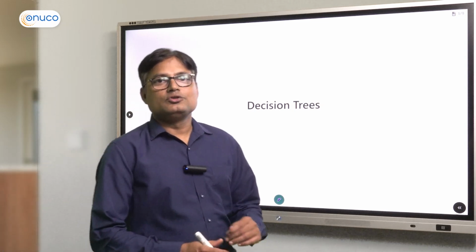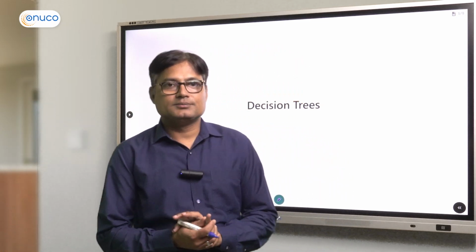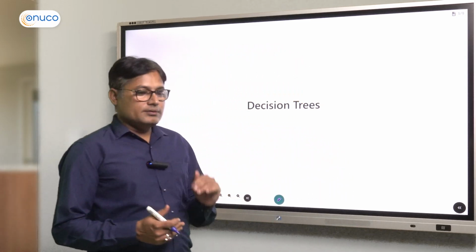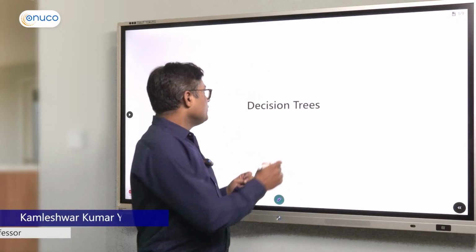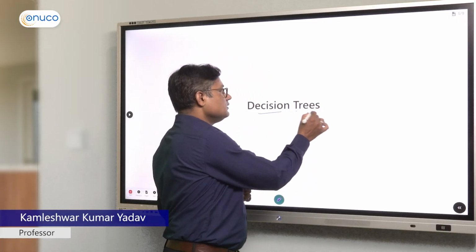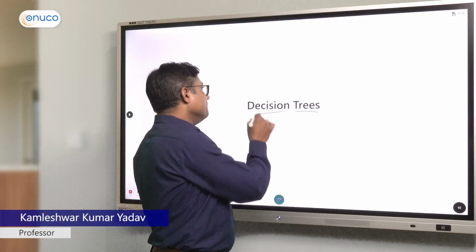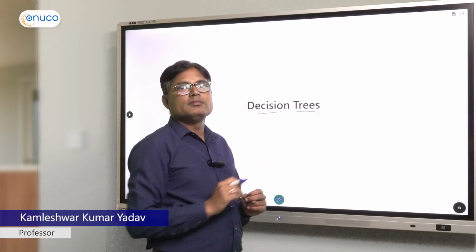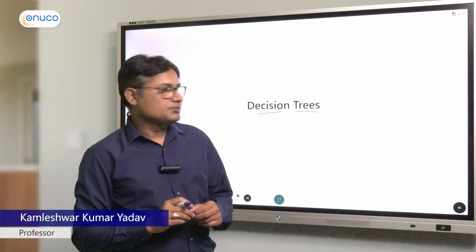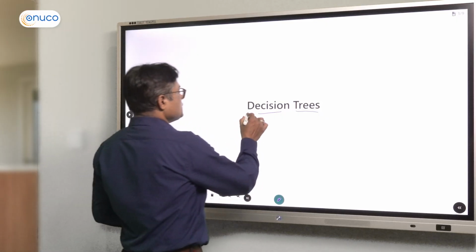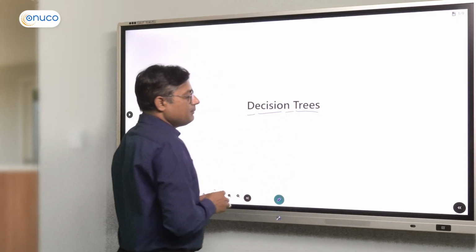Hi friends, today we're going to learn decision trees. The name itself is decision trees. Two terms are involved: decision and trees. It means based on the decision, you're going to create, draw, or construct the trees. Why are decision trees required and when do we apply this?